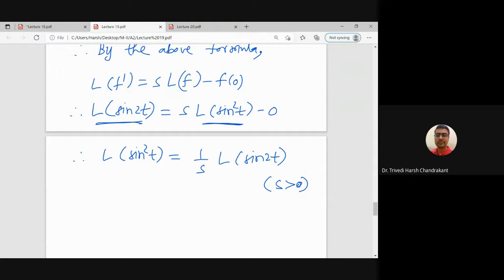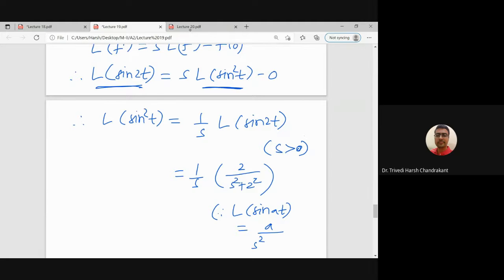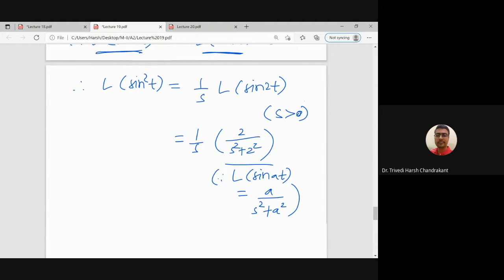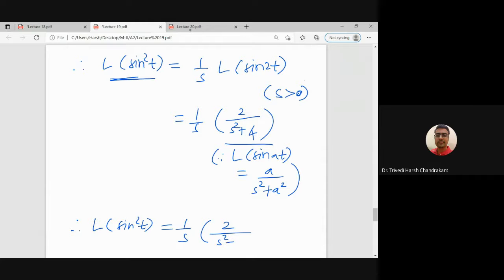Okay. And now we know that the Laplace transform of sine 2t is nothing but 2 divided by s square plus 2 square. Why? Because the Laplace transform of sine at is a divided by s square plus a square. So if we substitute a equals 2, we get the Laplace transform of sine 2t, that is 2 divided by s square plus 2 square, and 2 square is 4. So let us write down that directly. Okay, so this is the Laplace transform of sine square t. So what is the Laplace transform of sine square t? It is 1 divided by s, times 2 divided by s square plus 4.